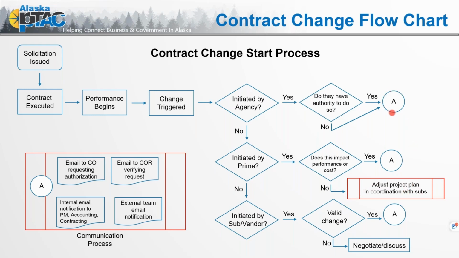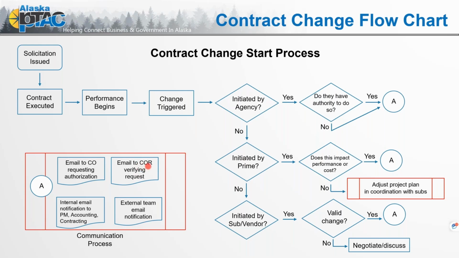But let's talk about if we have this yes. Hopping down to the screen down here, these are the communication processes that really need to be triggered before that change can be implemented. So we're going to send an email to the contracting officer requesting authorization. And even if you pick up the phone and call and leave a message, that voicemail should be promptly followed up with an email, because ultimately we want that communication in writing.